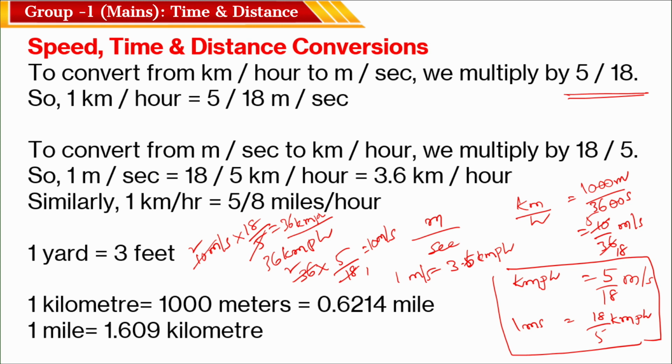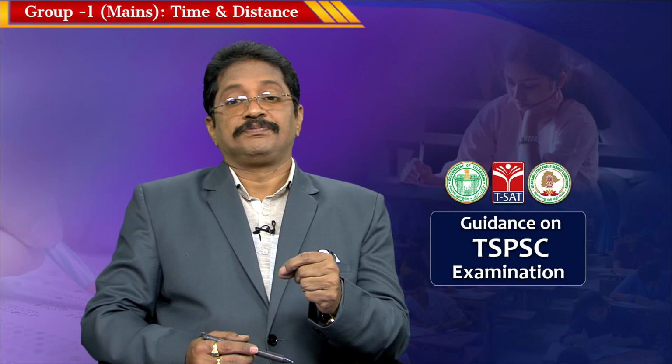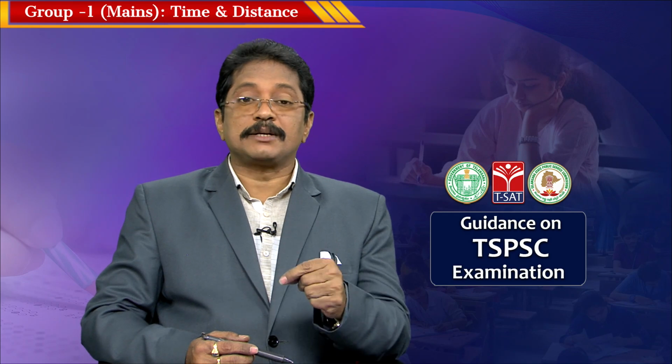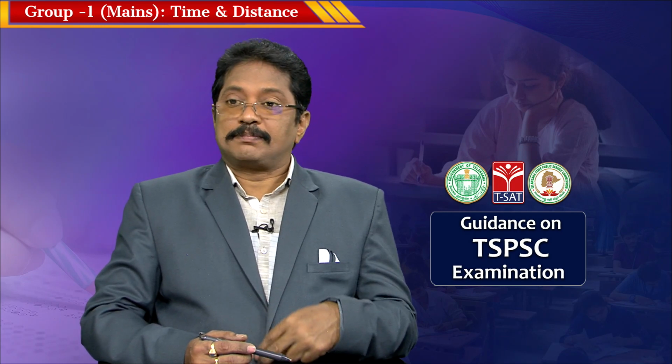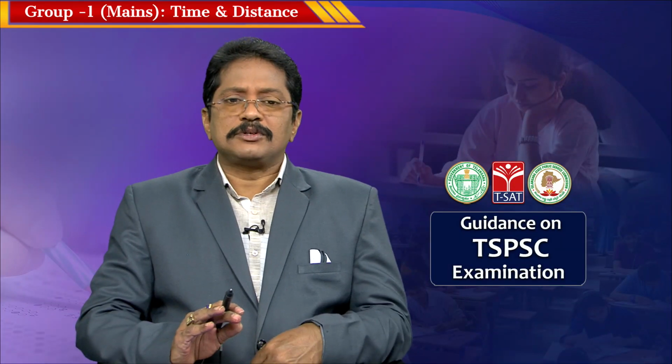Meter per second is converted into kilometer per hour by multiplying with 18 by 5. If you want to change kilometer per hour into meter per second, you multiply with 5 by 18. Is it clear? Okay. These two values are very important. Now, come to the next one.